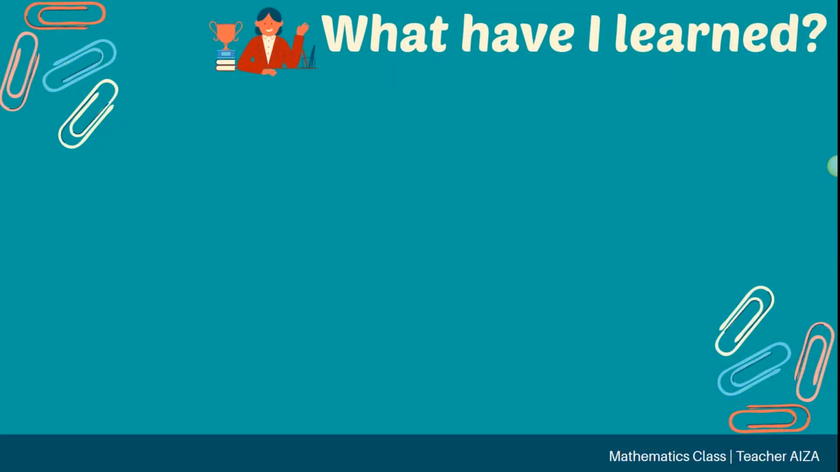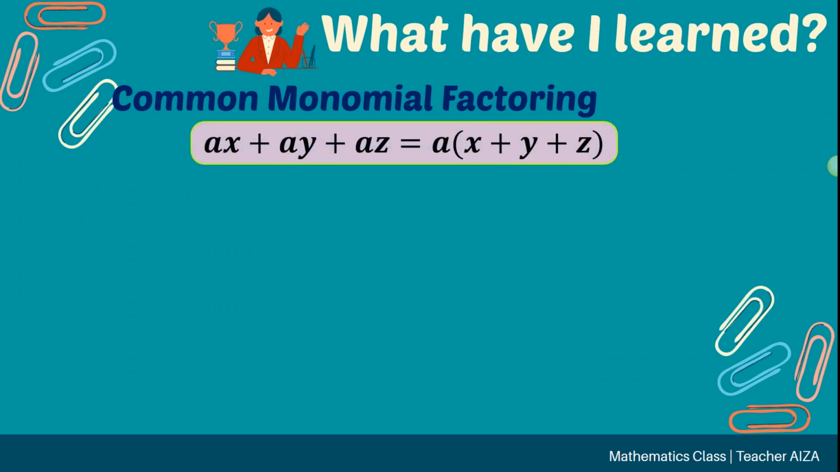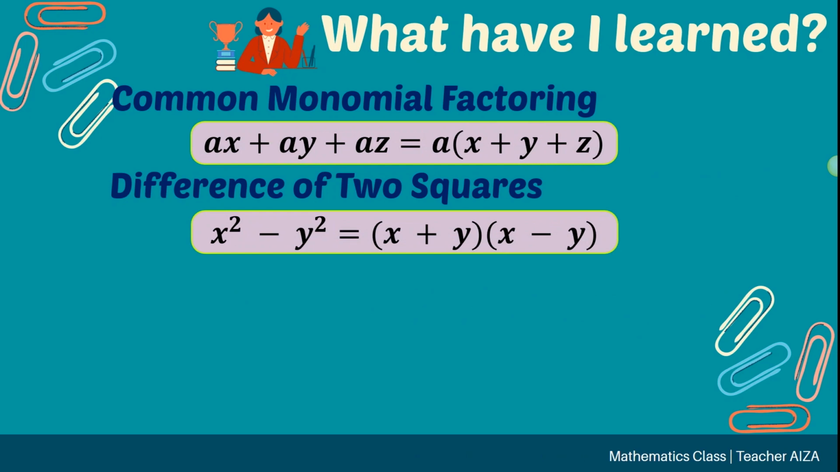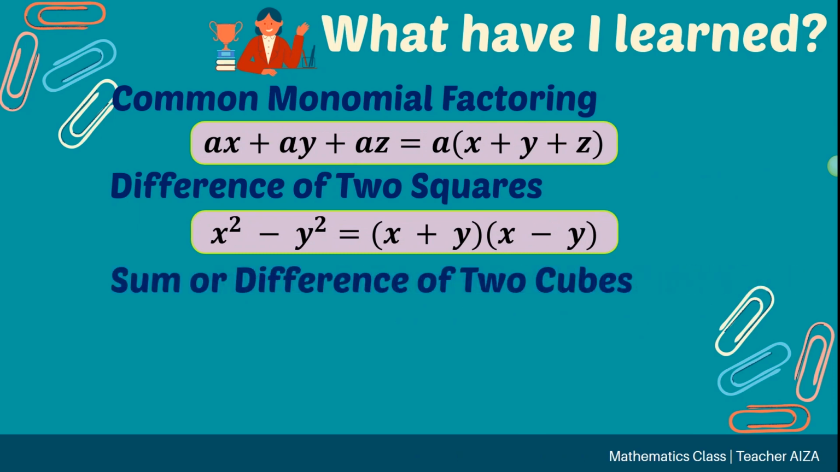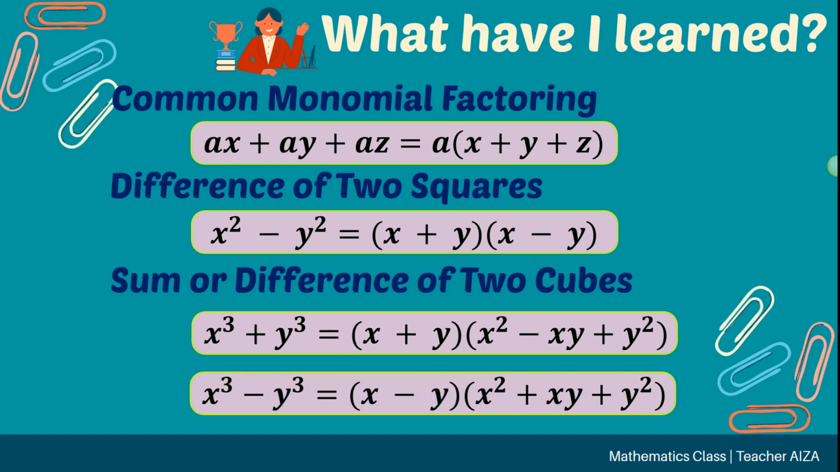Let's recall the three types of factoring that we have learned this week. First, common monomial factoring. All the terms in the given expression must have a common factor. Second, difference of two squares. We must have a binomial separated by the minus sign, and the two terms in the given binomial must be perfect squares. And lastly, the sum and difference of two cubes. Again, we have a binomial. The terms of the binomial are perfect cubes, and these terms must be separated by either the minus or the plus sign. Always remember, when we factor these types of polynomials, we follow these rules.